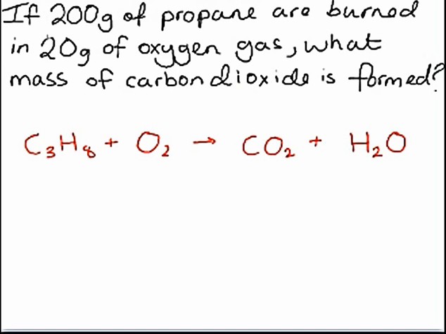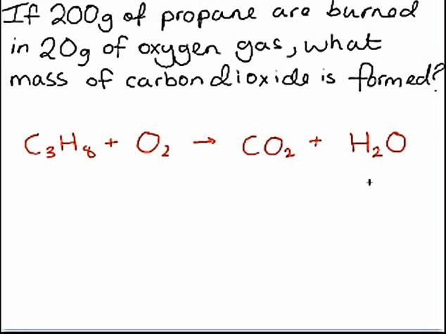So if we have a standard type 2 reaction stoichiometry question, it says here: if 200 grams of propane are burned in 20 grams of oxygen gas, what mass of carbon dioxide is formed? And they give you this equation right here.